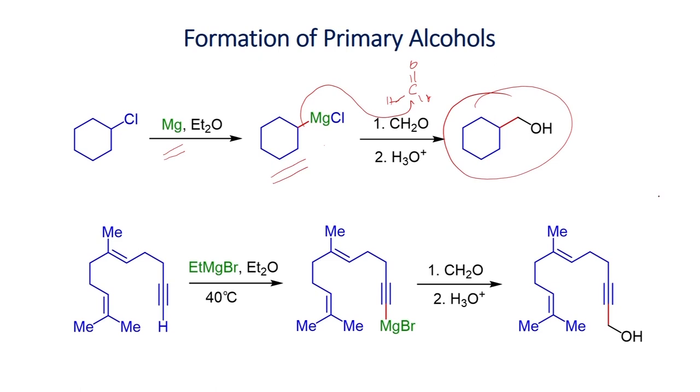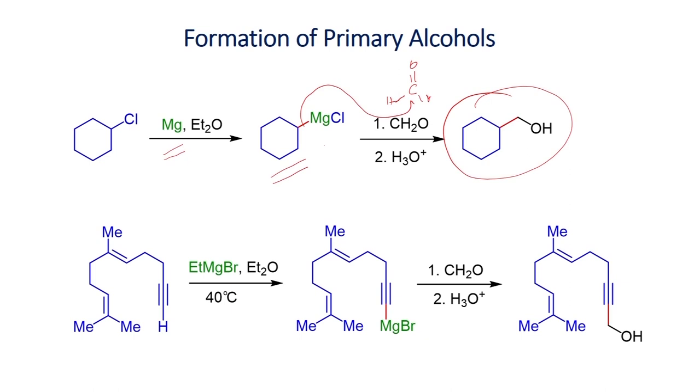So, if you have paraformaldehyde, you can react it with the Grignard reagent, which can be generated from alkyl or aryl or vinyl halides. They can readily undergo the addition reaction to give primary alcohol as the product.